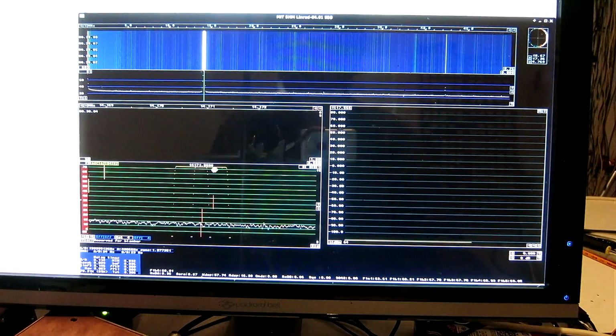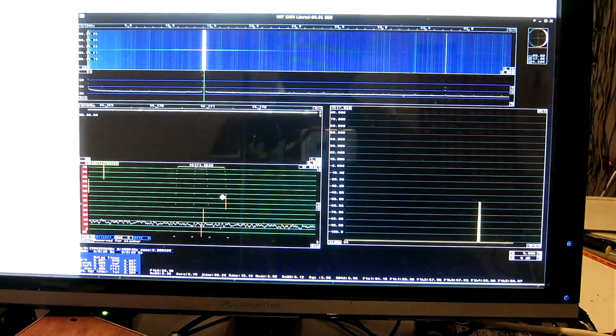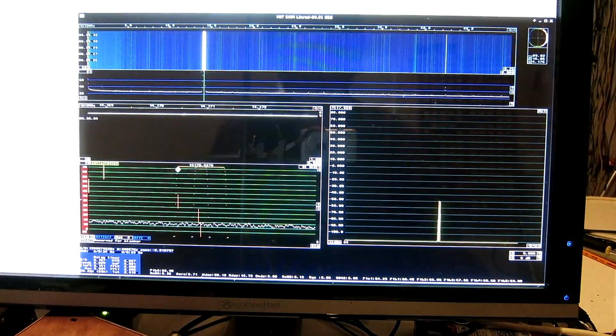170.36. 171.36. The filter is a little bit too wide, so I make it a trifle narrower. Maybe like that. 171.33. 171.33 is here.